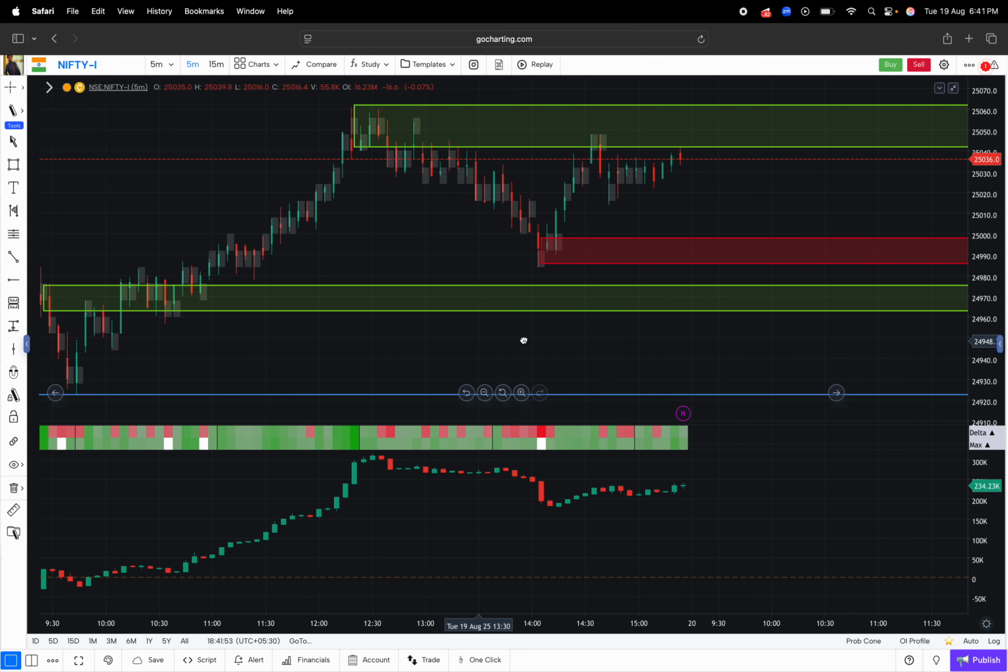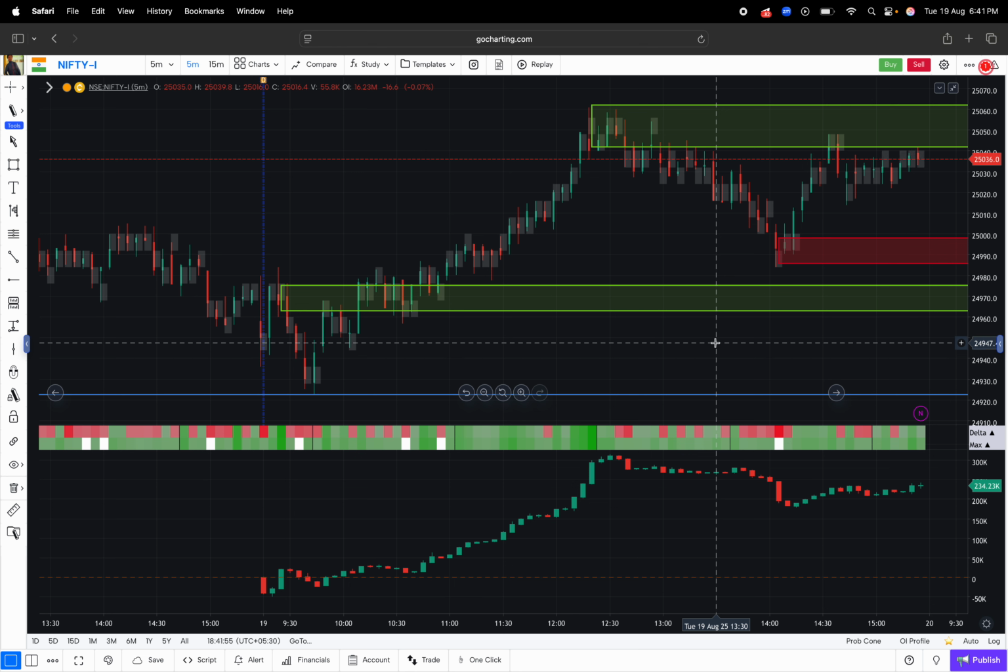That's it guys. That was today's 19th August Nifty analysis. If you have any doubts on order flow or auction market theory, please do reach out to me.